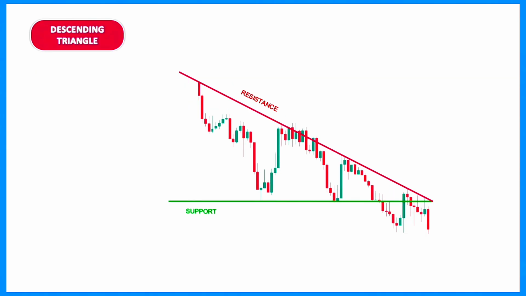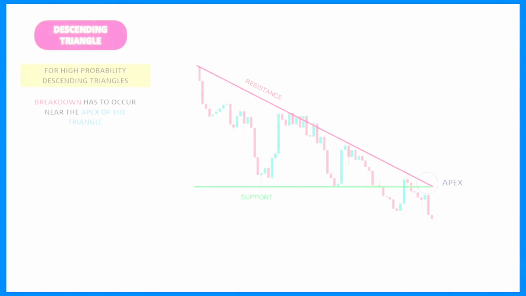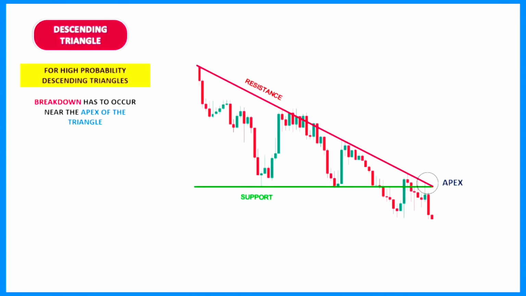As a bearish continuation pattern, the classic way to trade a descending triangle is simple. When price breaks below support, enter a short trade. But if you want to find the highest probability breakouts, you need to pay attention to one detail. The breakdown should occur near the apex of the triangle. The apex is the point where the descending trend line and the support line converge. Breakouts occurring close to this point often have stronger follow-through.